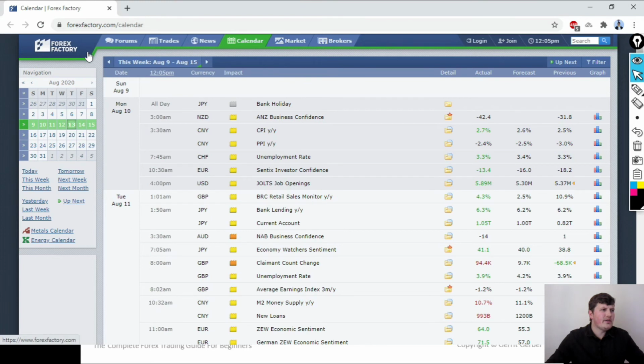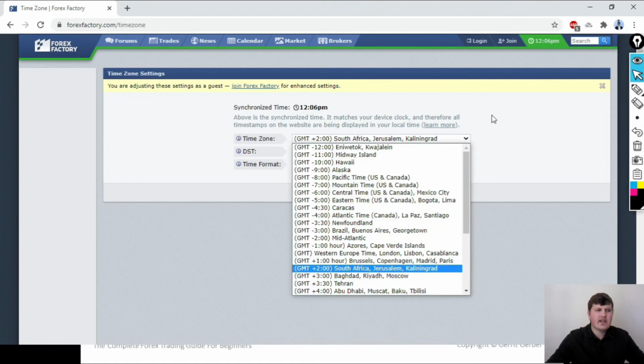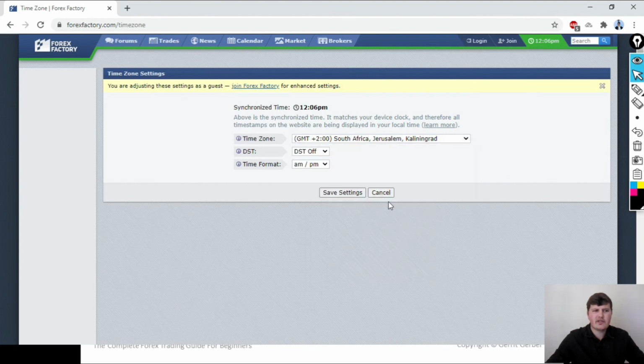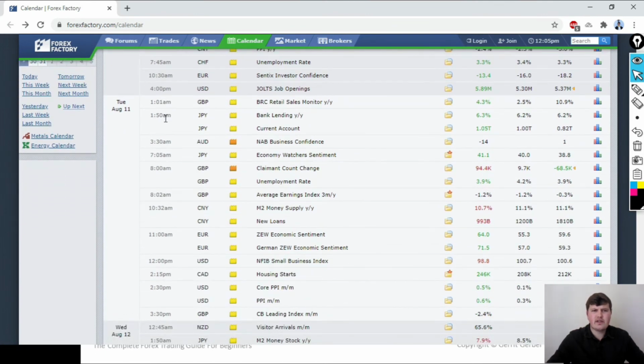So here we are on the Forex Factory website, and the first thing is to select your specific time zone that you will be trading in. And for me, I'm trading from South Africa, so wherever you are trading from, it's important to use that time zone to get your specific times correct, so that you know when the specific news releases will take place.